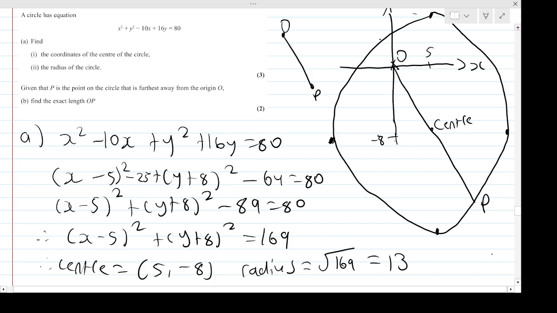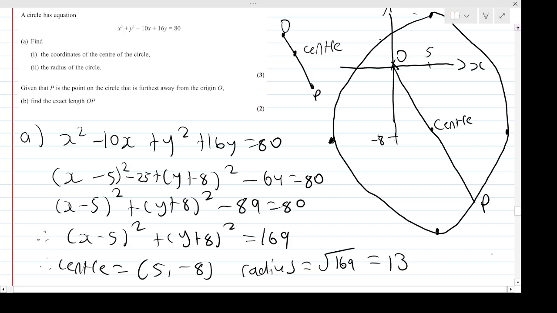I'm on the diameter, but this line OP isn't the whole diameter. Anyway, I want to work out OP. This way I have to get a bit creative, but again, it has to pass through the centre. So the centre will be there somewhere. Not necessarily the midpoint, because it's not the whole diameter, it's just part of it. So the centre won't exactly be the middle, but it passes through the centre, okay?